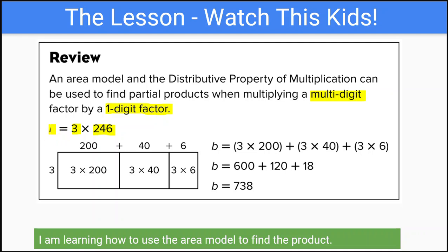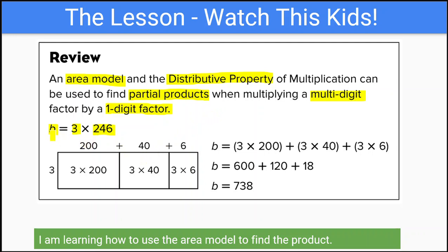Okay, so it says b equals, now b is just the answer. This is called a variable. And we're going to use an area model. We learned this yesterday. It's always a rectangle. And we're going to use the distributive property. We've been working on that for a while, and we're going to find partial products. All that is part of the product, and then when you add them all together, you have the whole product.